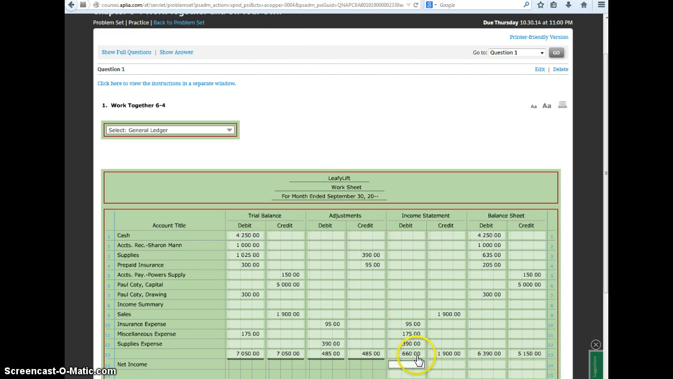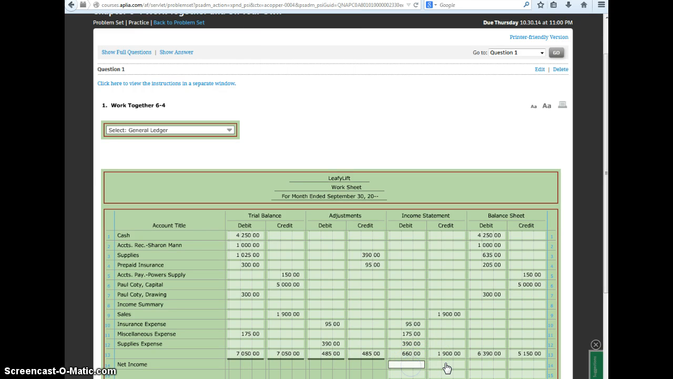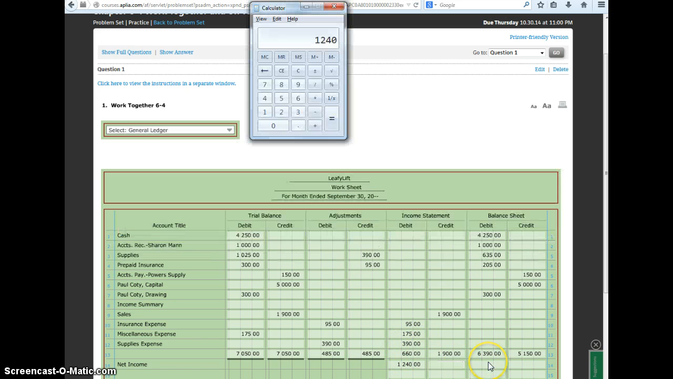And remember, we have to look at here, what is our difference? So here our 1900, if I can type, minus 660, it's going to be 1240. Our credit column is bigger than our debit column. Remember, this is our total sales. This one is our total assets. Then we're going to figure the other side also. Make sure that they equal.